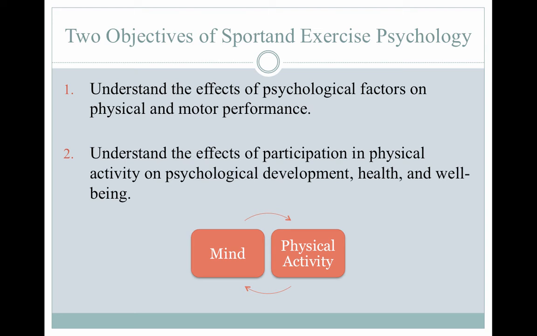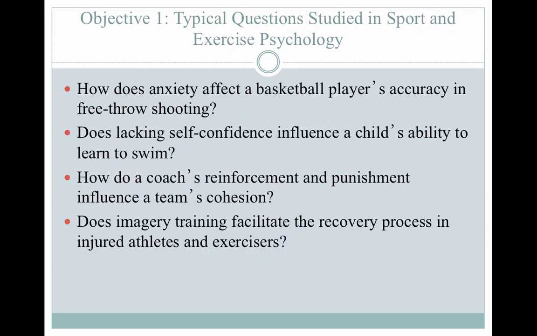So it's really a cyclical relationship here where it's not just one direction, it's bidirectional and reciprocal. If we think about objective one, this is where the mind might influence physical activity. Here are some example questions that someone interested in sports psychology might ask or study. How does anxiety affect a basketball player's accuracy in free throw shooting? Does lacking self-confidence influence a child's ability to learn to swim?